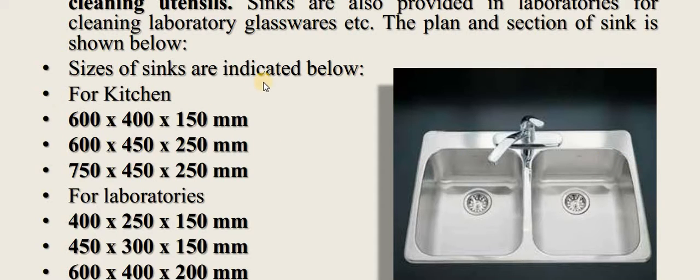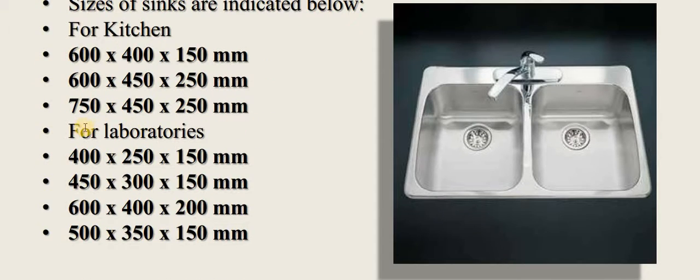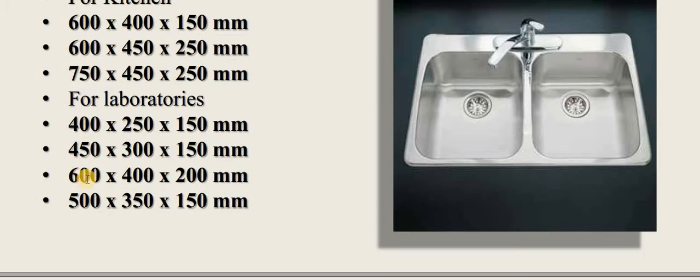The sizes of sinks for the kitchen are indicated below: 400 by 400 by 150, 600 by 400 by 150, 600 by 450 by 250, and 750 by 450 by 250. The dimensions are all in mm. Whereas for laboratories, the sizes are reduced, that is 400 by 250 by 150, and similarly the other sizes are mentioned here.